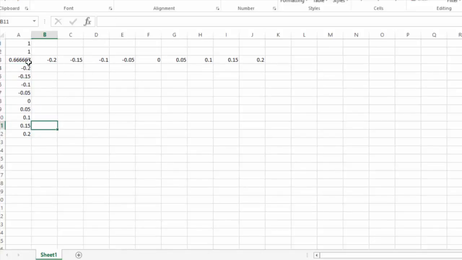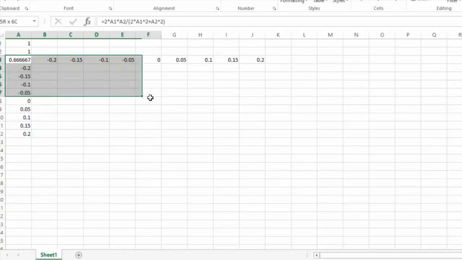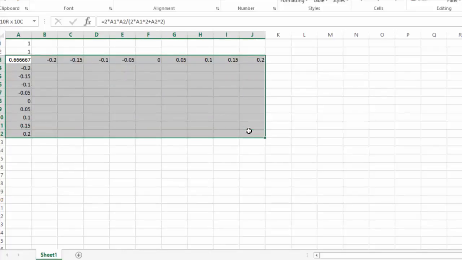So how do you get it to fill in the table? Well, you're going to highlight everything, including that first output value down there. And then go to data analysis. Let's see. Go to data.